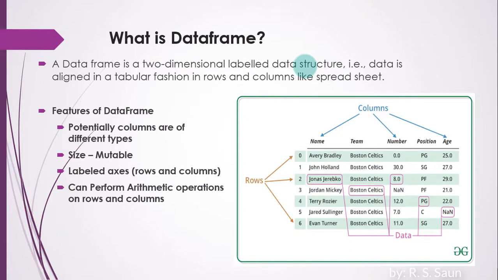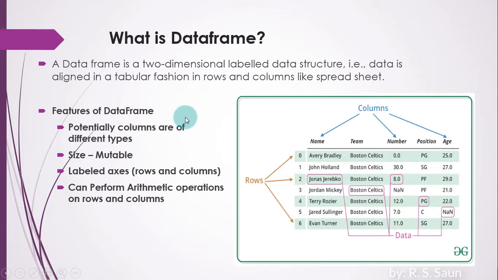What is a data frame object? A data frame object is a two-dimensional labeled data structure, just like your spreadsheet, where data is arranged in a tabular fashion, in rows and columns. One of the characteristics of a data frame is that rows and columns are labeled. You can see in our example here we have a column whose name is name. So name is the label of the first column, team is the second column, and similarly number, position and age. Here rows are labeled with 0, 1, 2, 3, 4, 5, 6.